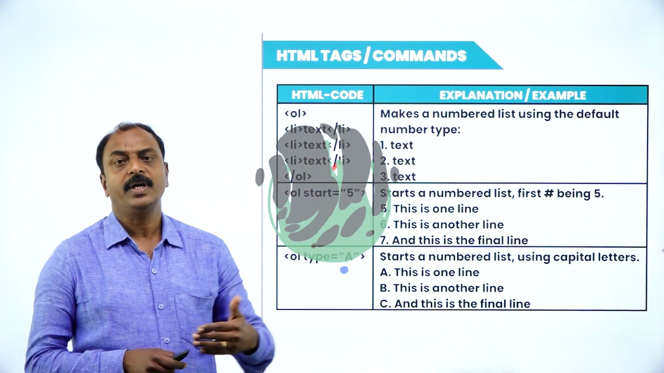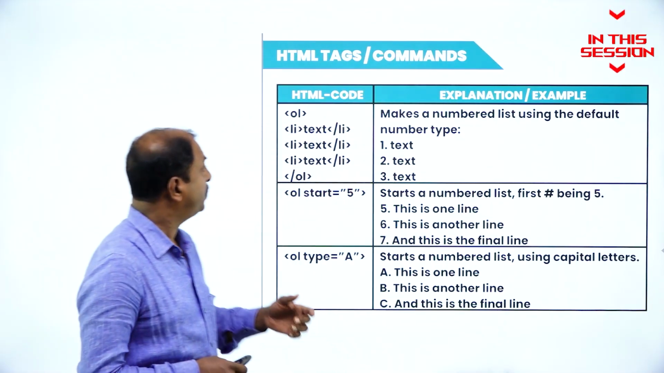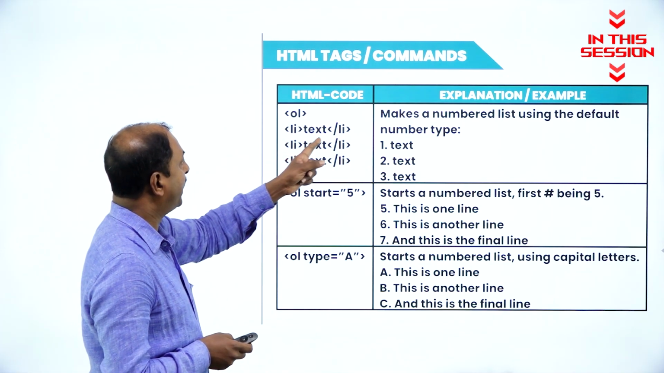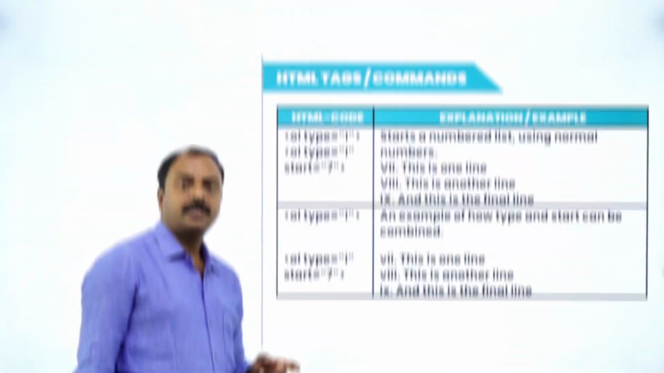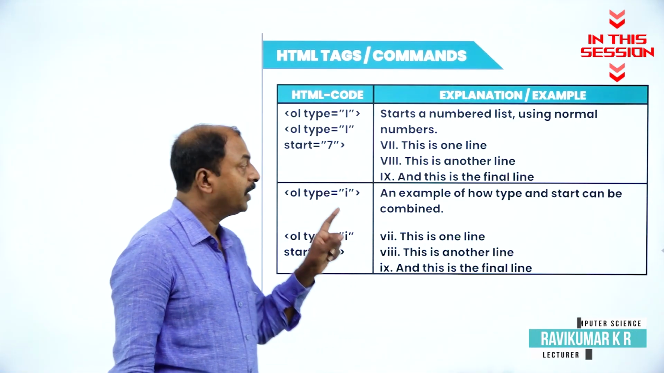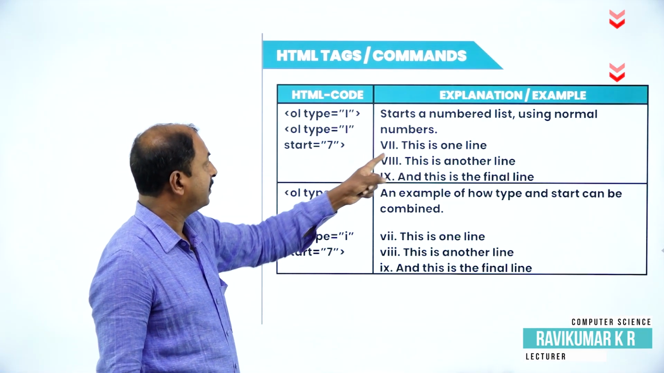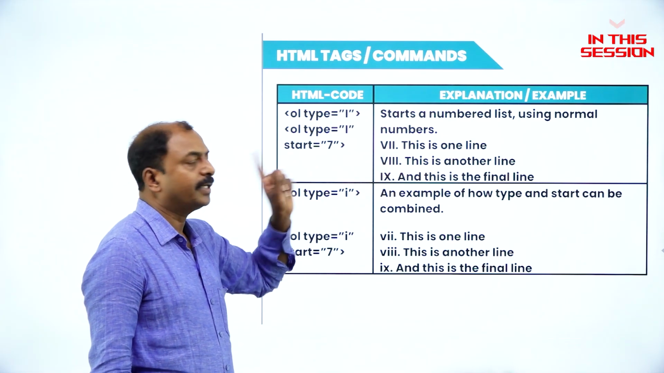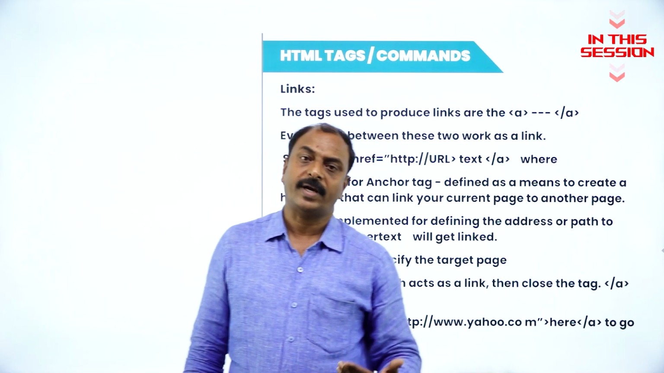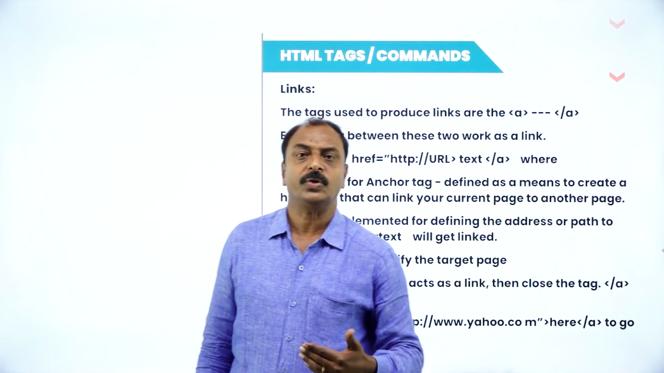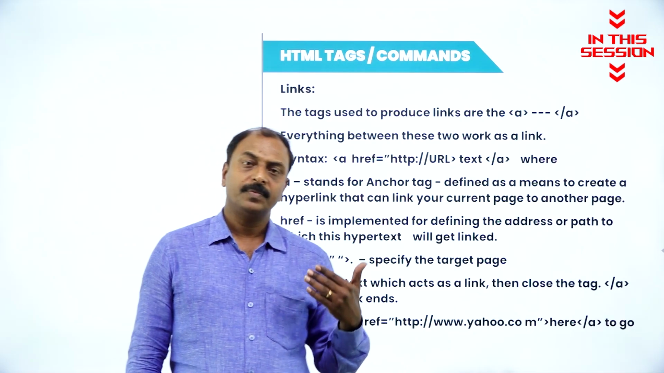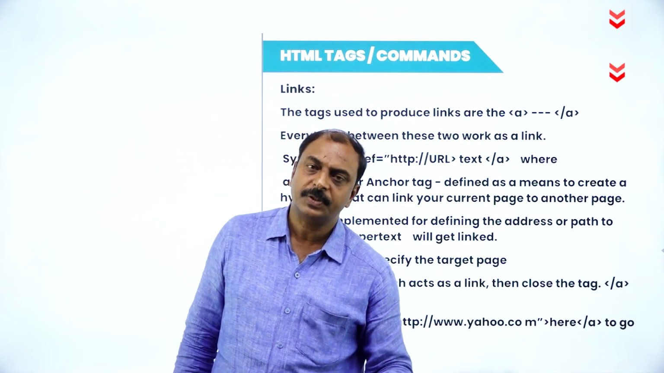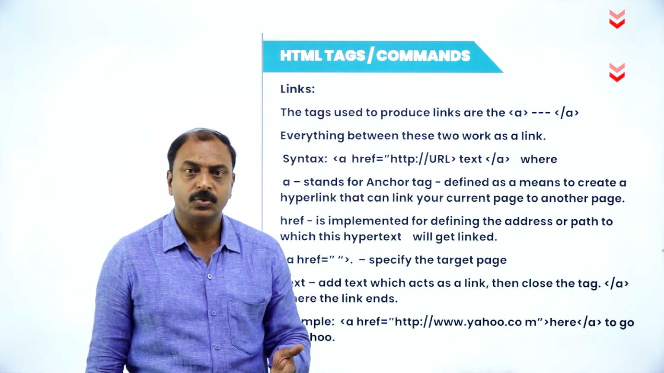We are going to have the items in a list by using the tag li. Again, it is also an open tag and a closed tag. The list item starts with Roman number 7 here. Starting is 7, Roman number 7, 8 and 9. Here, with the help of the anchor tag, it is possible for us to link or connect from one web page to another web page within the website, or also to connect from one website to another website.